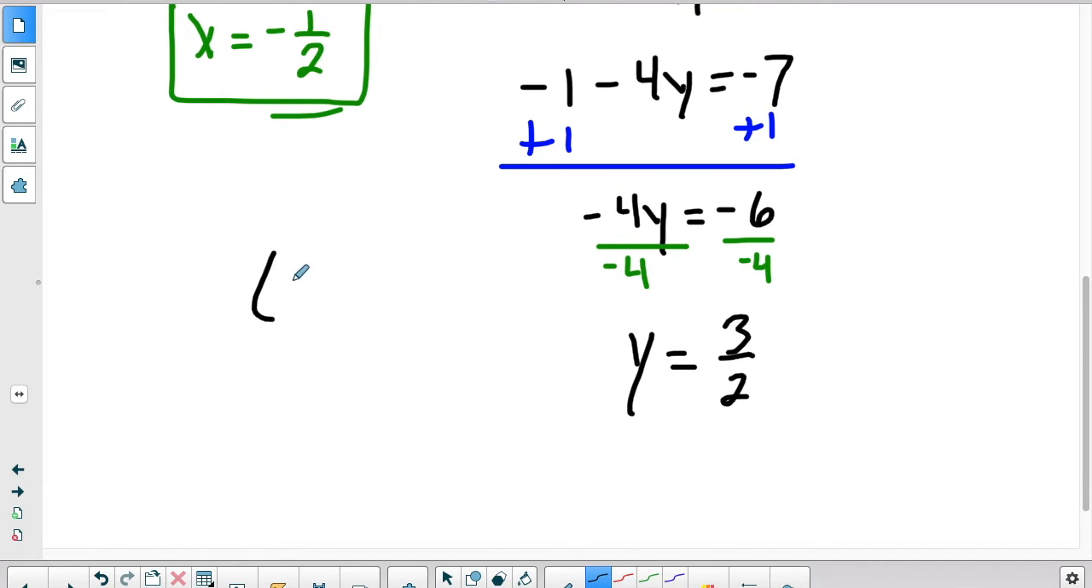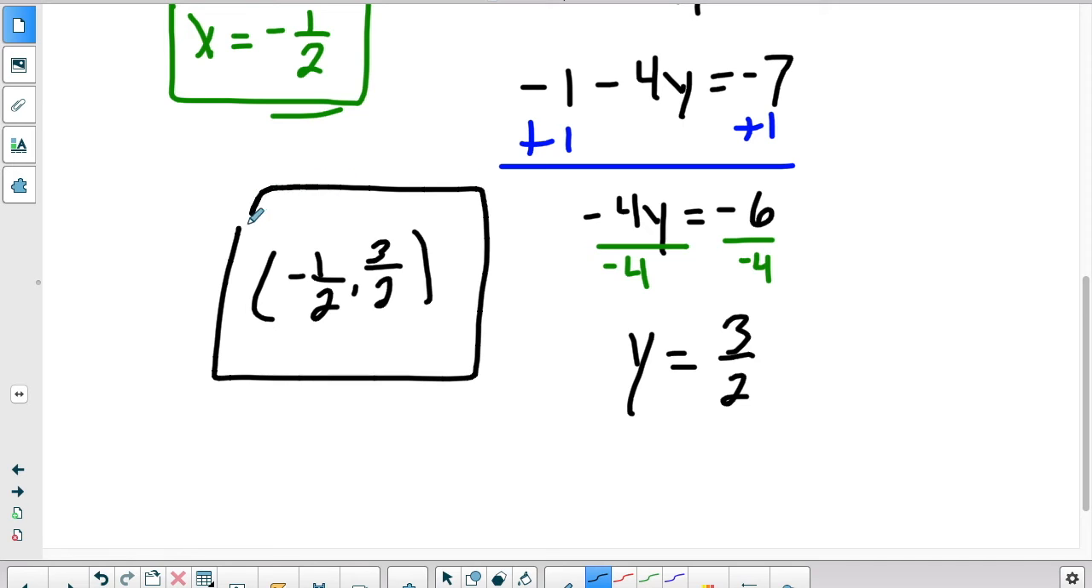So our solution for this here is negative 1/2 comma 3/2. And at this point here, I can plug it back in, but this here will be our solution. And that's all we have to do here to find the solution of this system of equations. And this should be very familiar to you. We've done this before, you've done this before, and hopefully this was just kind of a refresher into what we do.